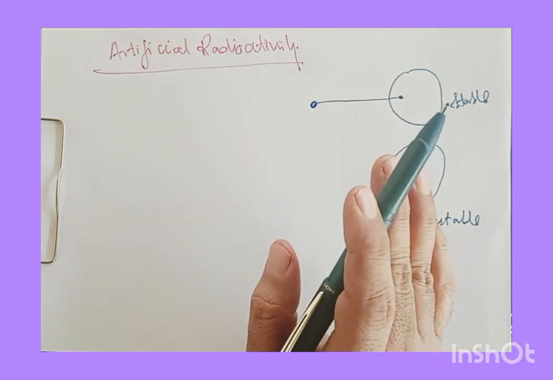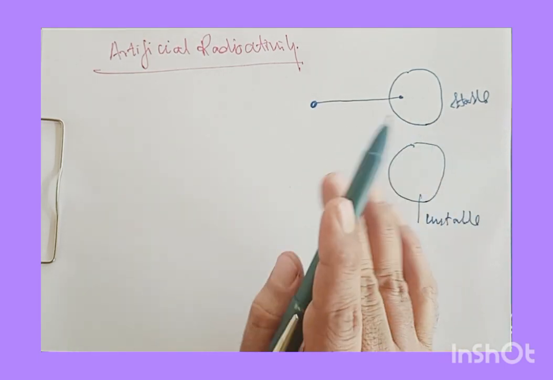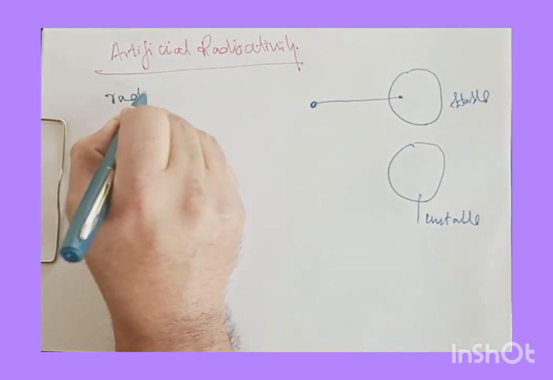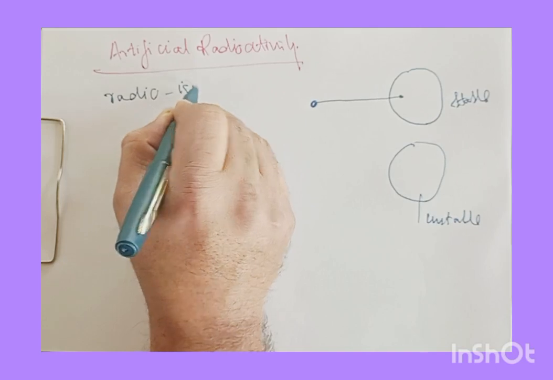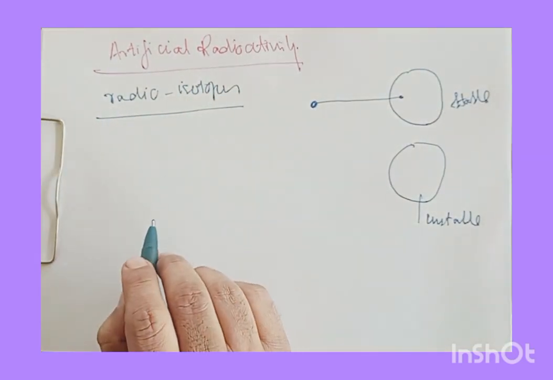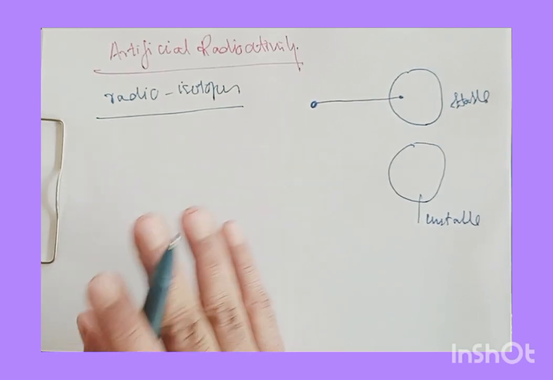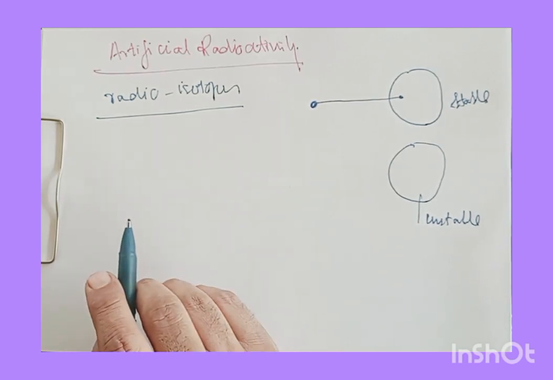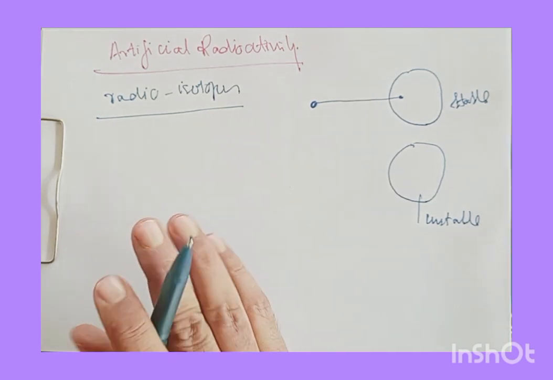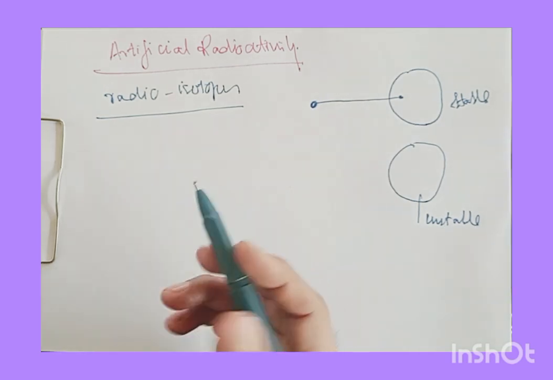Now, these artificially made unstable nuclei, we call them radioisotopes. And this artificial or induced radioactivity was discovered by the Curie family. Now, let us take an example.